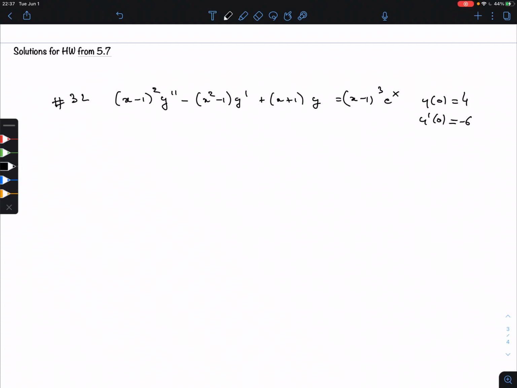Welcome to part 2. Sorry, we're cut off somehow. So there were two problems in the homeworks, and this is number 32. And it is an initial value problem. So I want you to actually find the general solution.